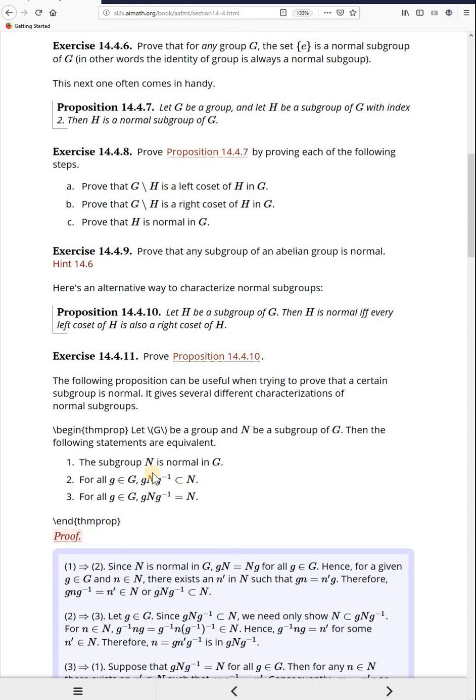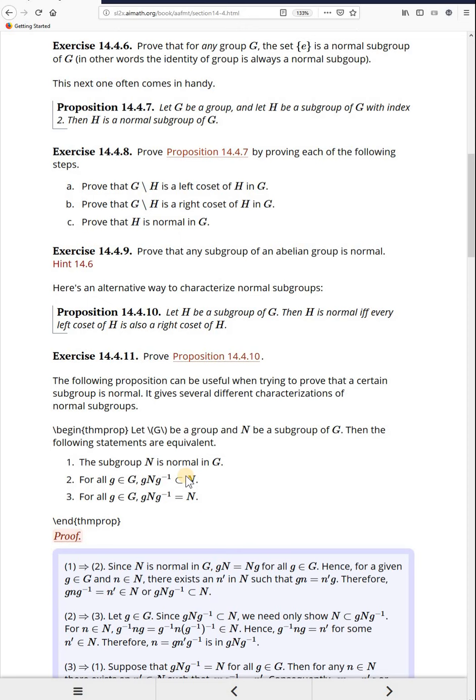All right, so you take any element of big N, and multiply it on the left by any element of the big group G, and then on the right by the same element, G inverse, and you get another element in the subgroup. That's a little bit hard to follow, and we'll see some examples down below.